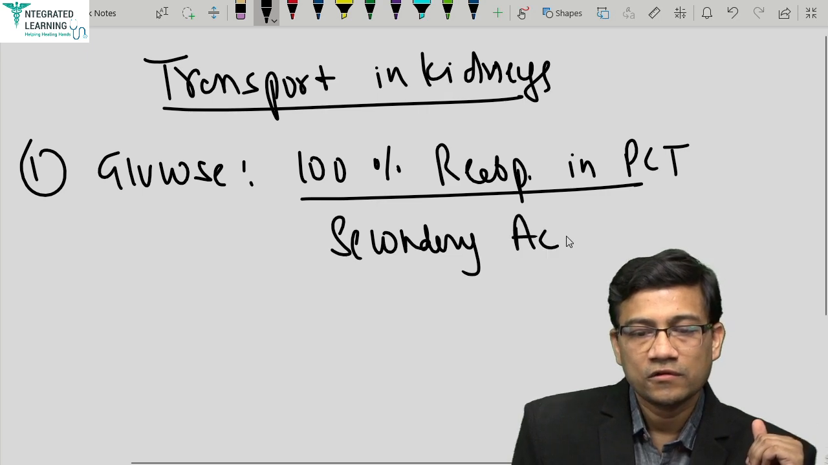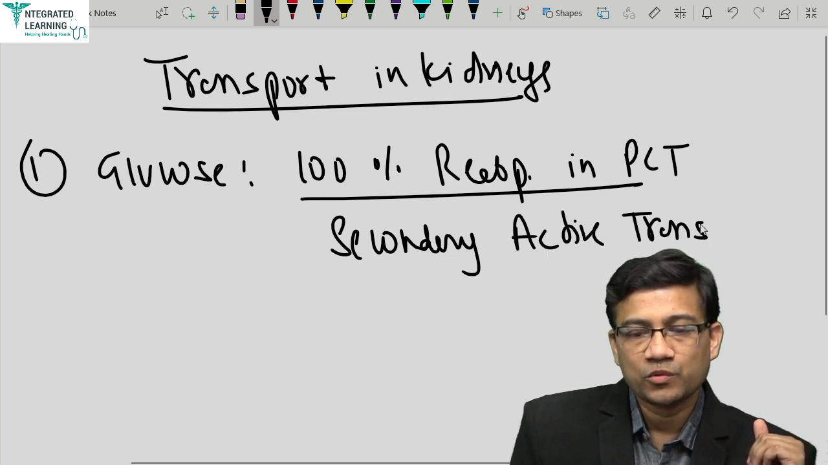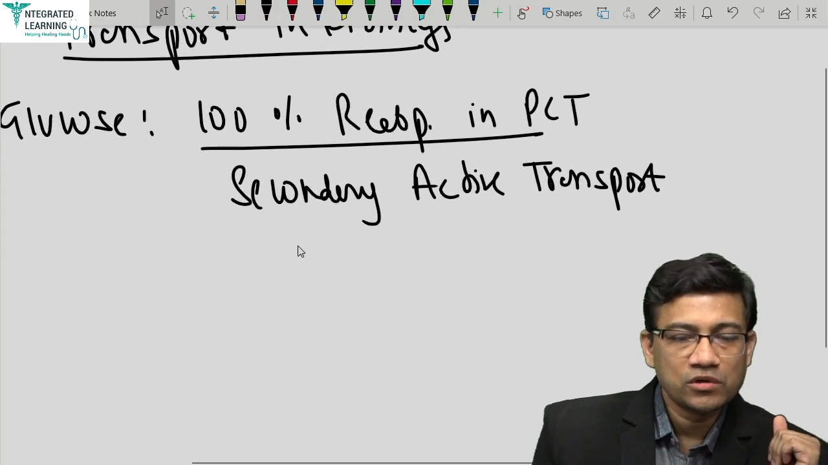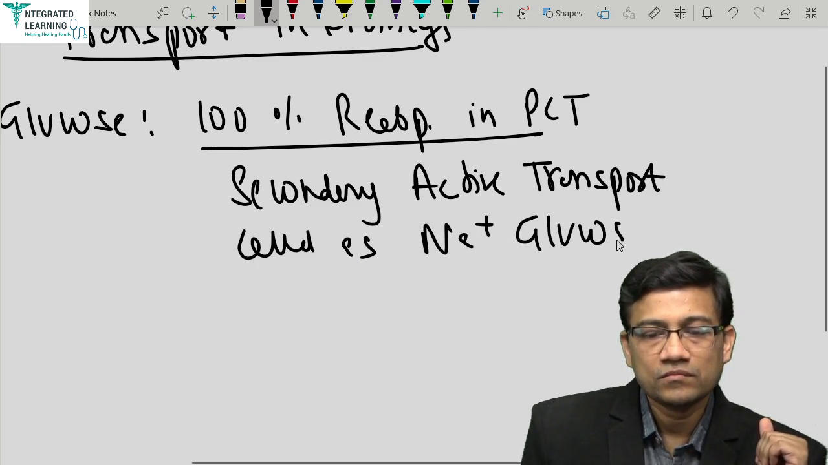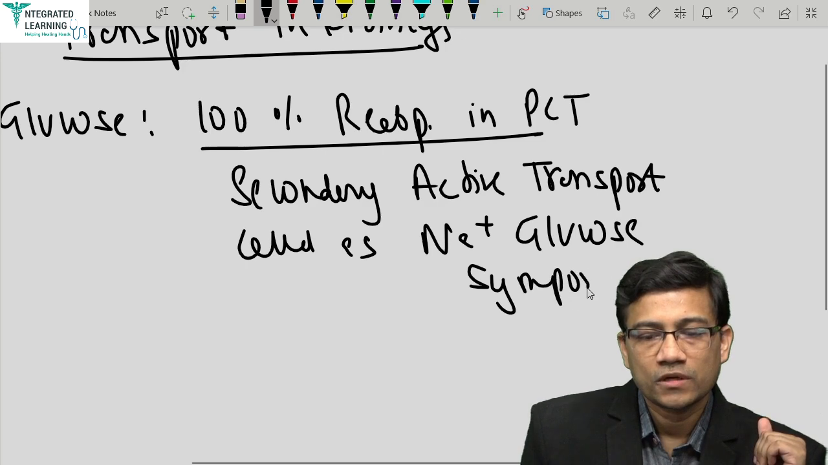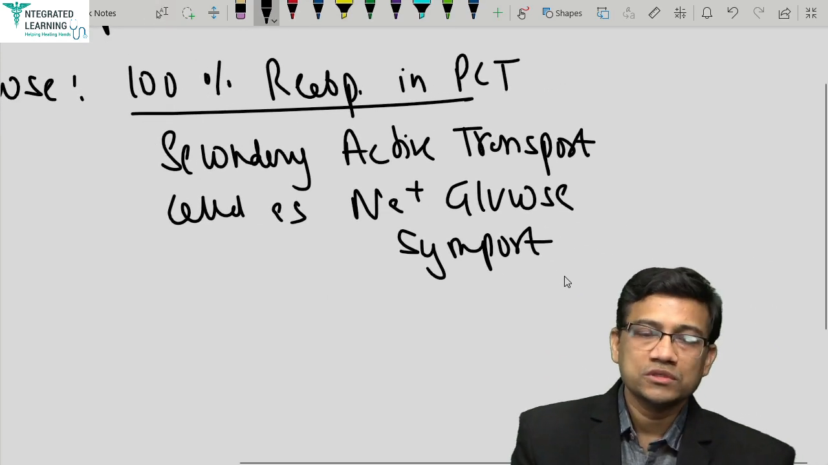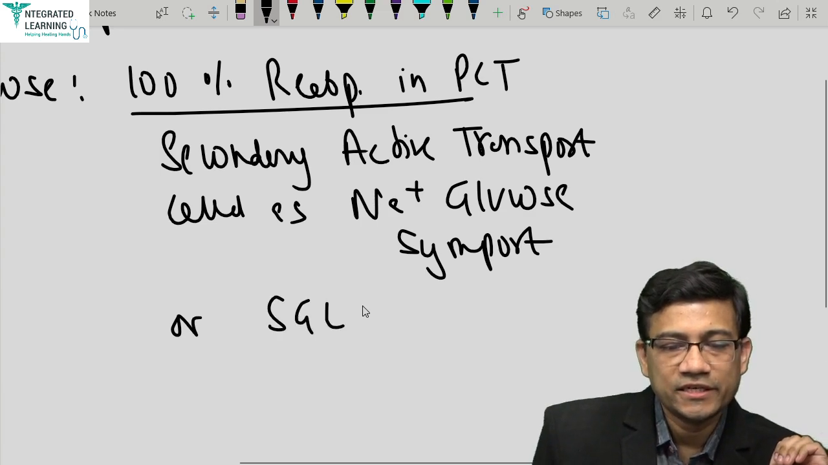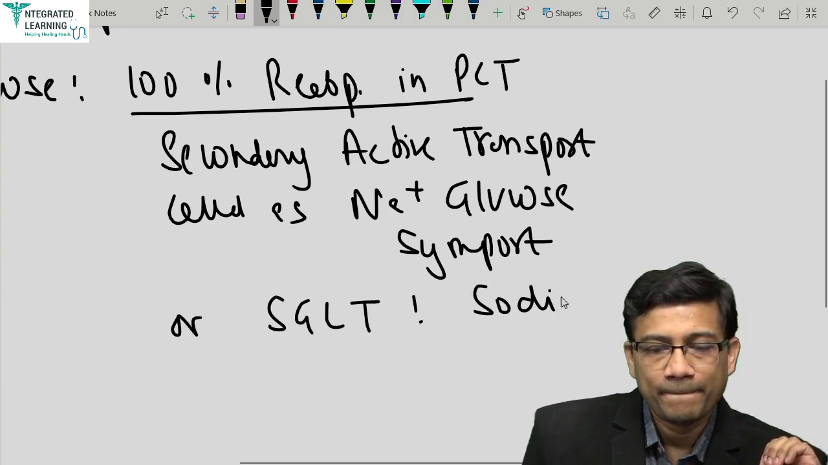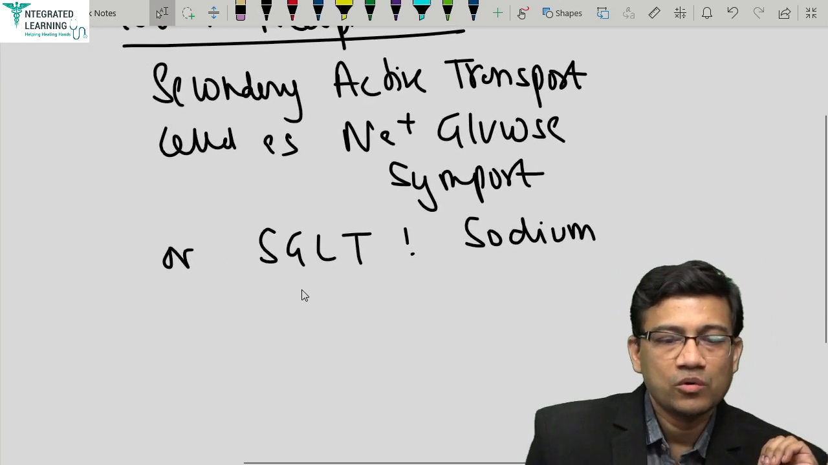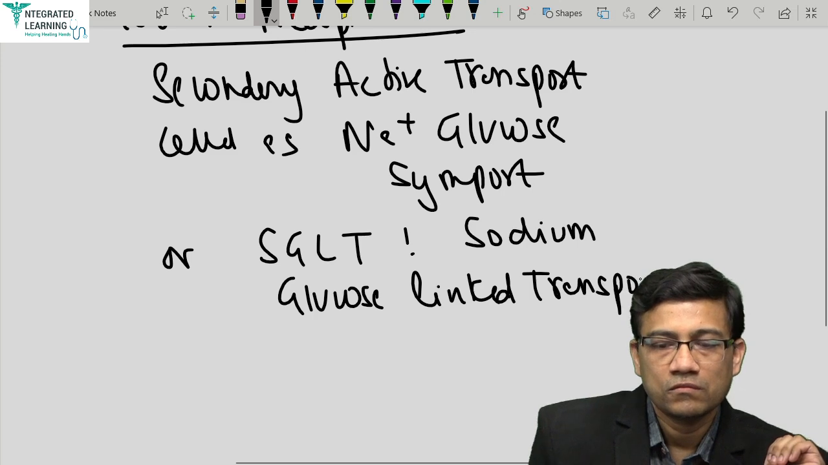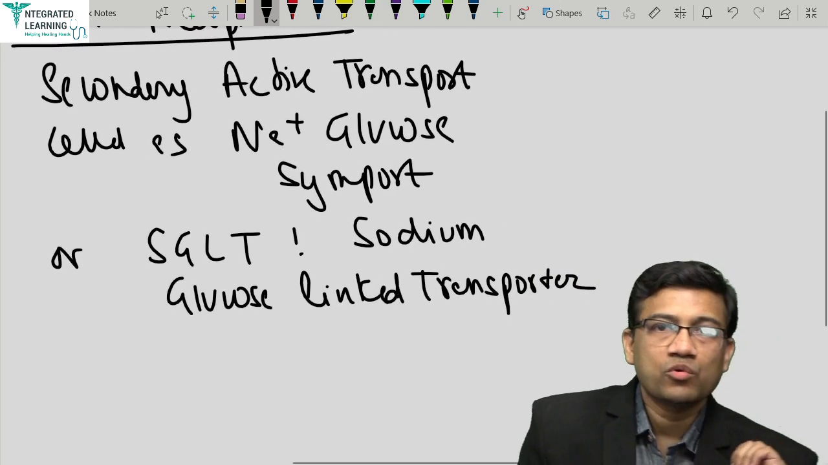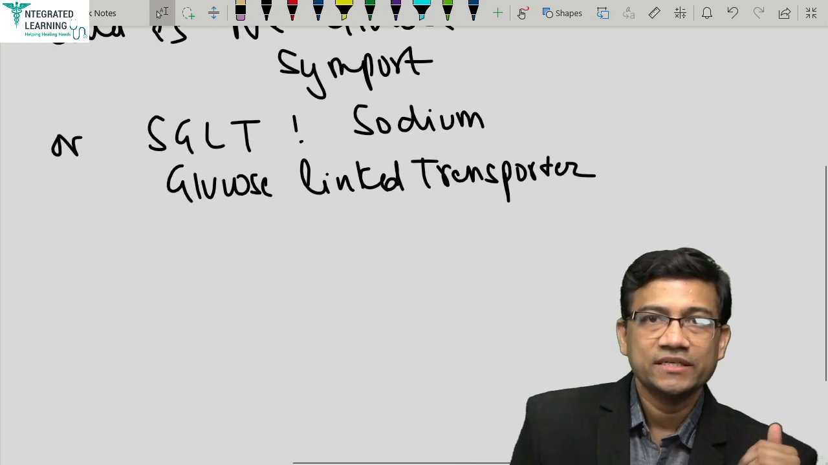It is secondary active transport. Secondary active transport called as sodium glucose symport. Okay, sodium glucose symport or SGLT, that is sodium glucose linked transporter. Sodium glucose linked transporter is SGLT.